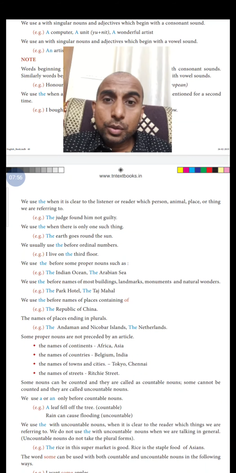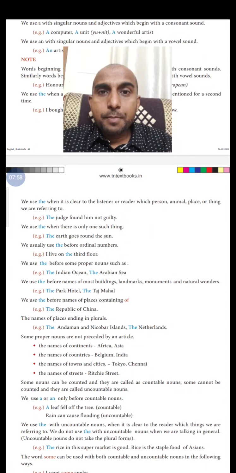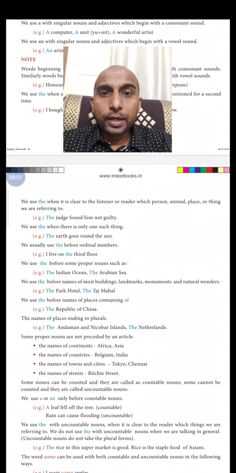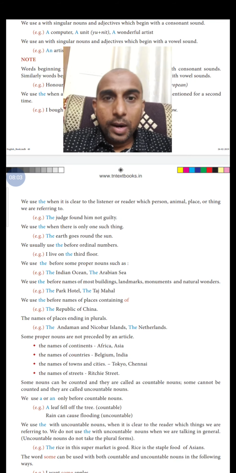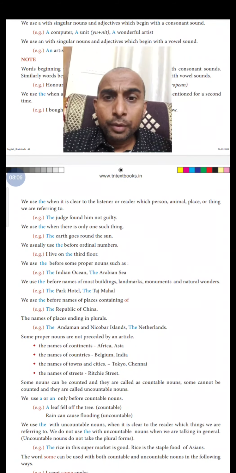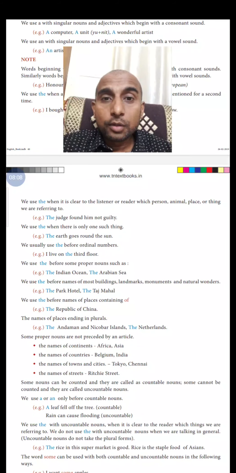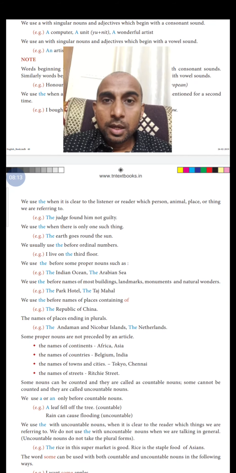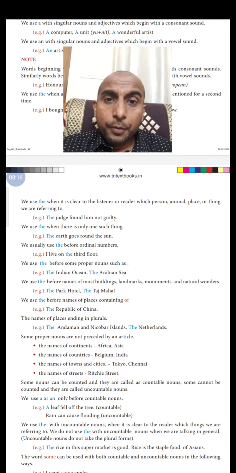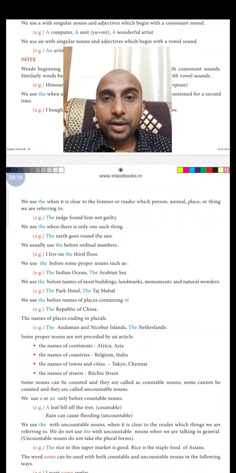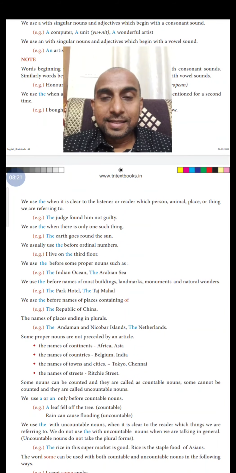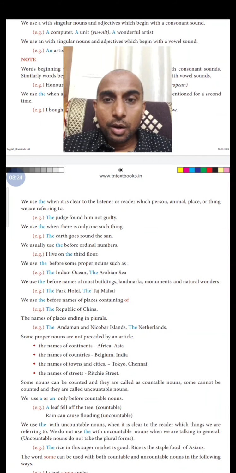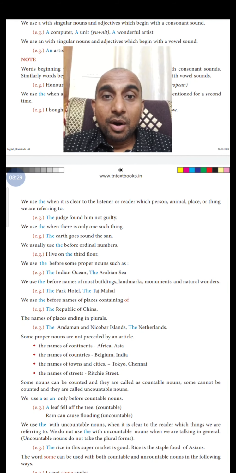And we use the when there is only one such thing, only one particular thing, a very unique thing. We use the. There is only one earth as far as we know, so we'll use only the earth. The earth goes round the sun. This is how we'll use the. Then next, we'll also use the before ordinal numbers. Now what are ordinal numbers? First, second, third, like that. Those numbers are ordinals. An example for this is: I live on the third floor. So before this, we use the.